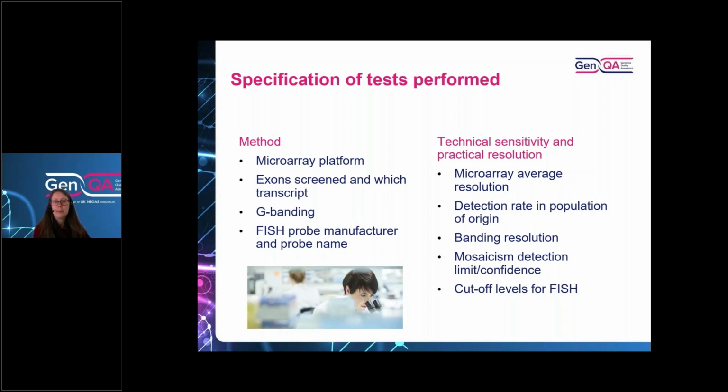For karyotyping, you might also need to state what limit of detection for mosaicism and the confidence in that level. And also, particularly in hematological reports, it's very important to state the cutoff levels for any FISH tests that you're doing, so that the low-level results can be interpreted correctly.